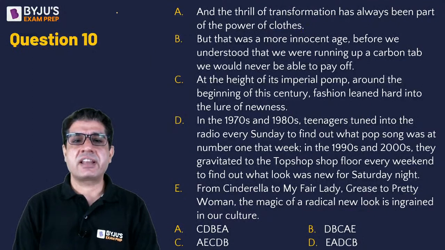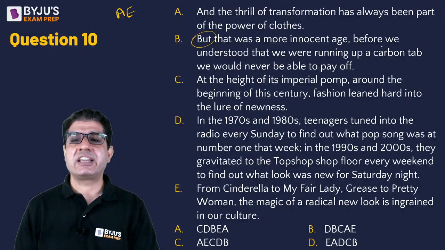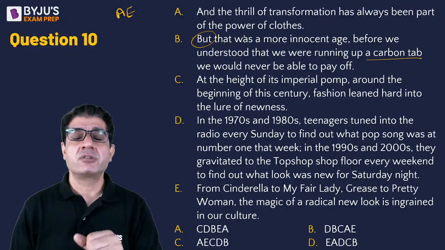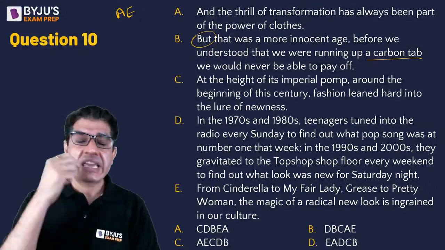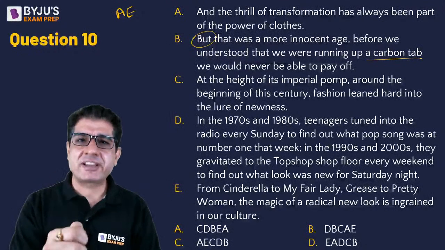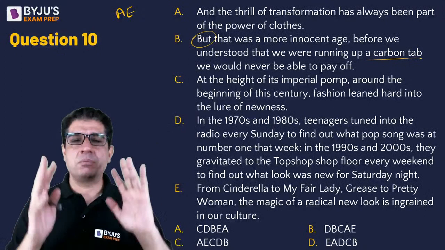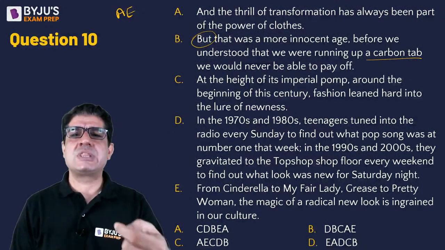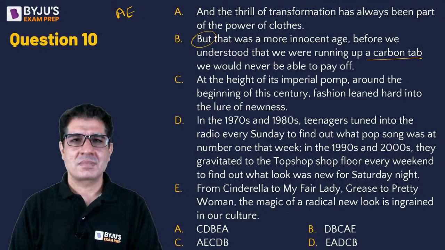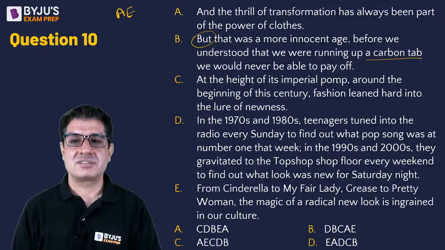Then another thing that I want you to look at is B, but that was more innocent age. Before we understood that we were running up a carbon tab, we would never be able to pay off. So carbon tab is when you keep buying new and new things and discarding the old. Every new thing requires manufacturing, which requires energy, which requires carbon dioxide being released into the air. So when you keep moving over to new and new things, you leave a larger carbon footprint. So that's what is being talked about.